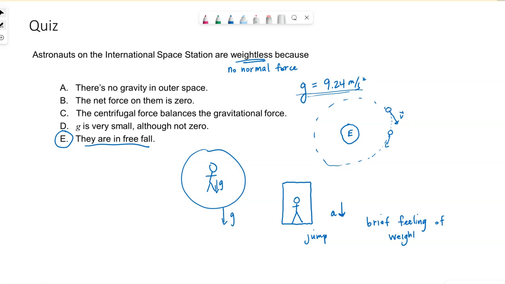It's not that you don't have weight. It's not that the earth's not pulling on you. It's that your feet are not in contact with the floor. And so you just have that really brief feeling of weightlessness. So the concept of being weightless is a feeling and interaction. We're not interacting with a surface to have a normal force. It doesn't mean necessarily that there's no force of gravity at all.